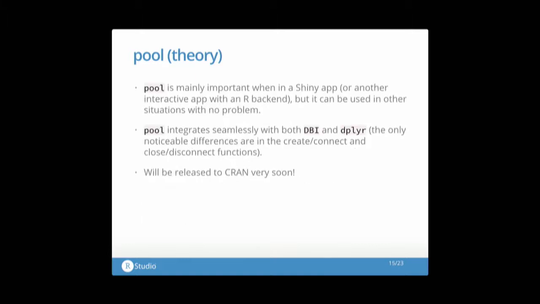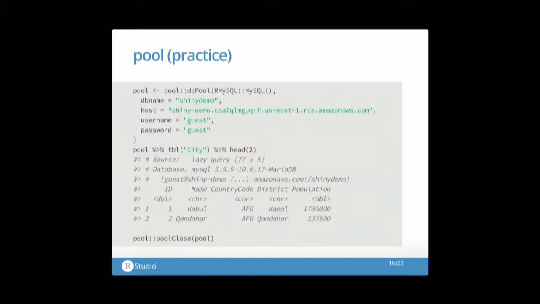Pool is mainly important for Shiny apps because of this whole interactive context I was talking about, but it can be used in any other context without any problem. You might not necessarily need it, but it definitely doesn't hurt. And it integrates seamlessly with both DBI and dplyr. We'll be on CRAN really soon.